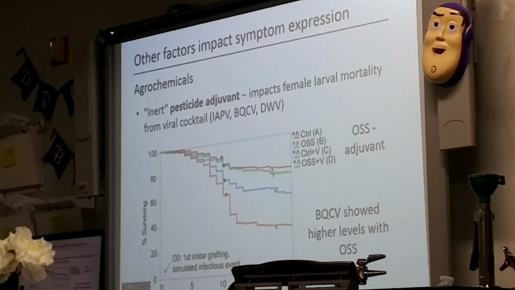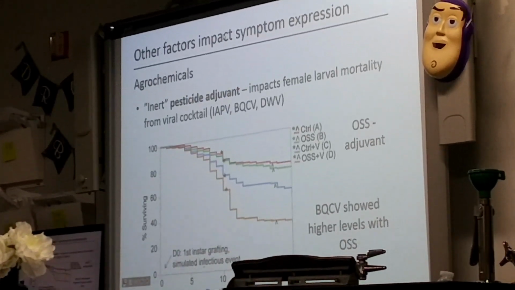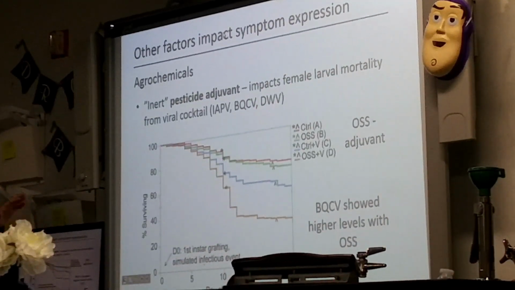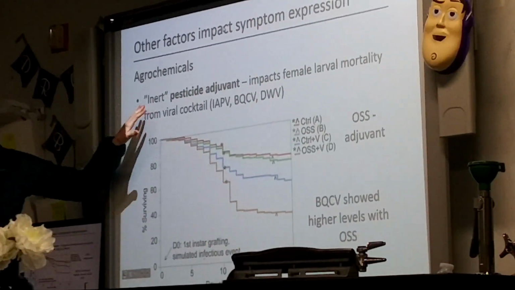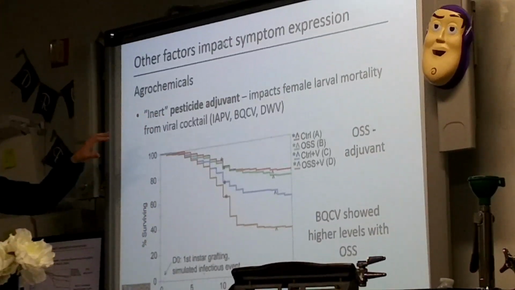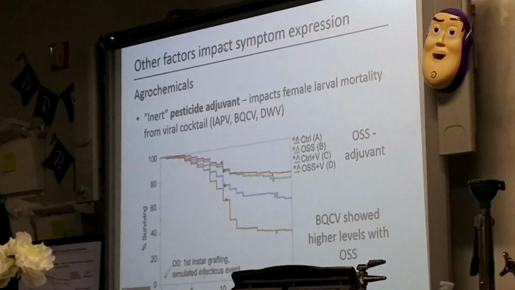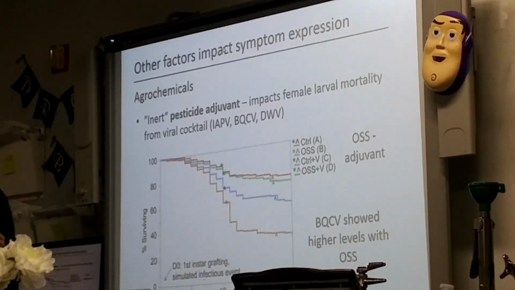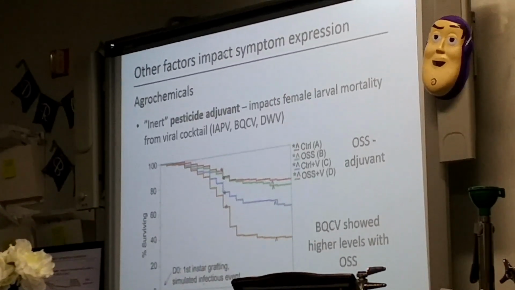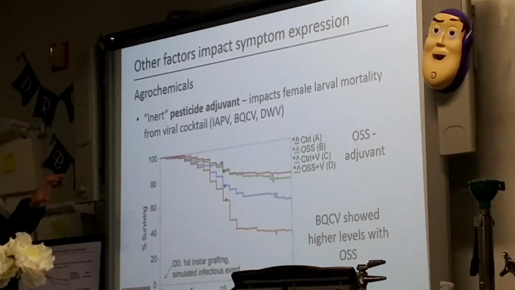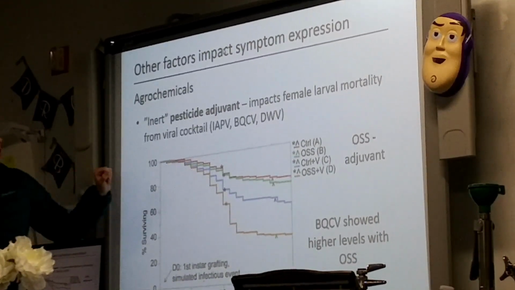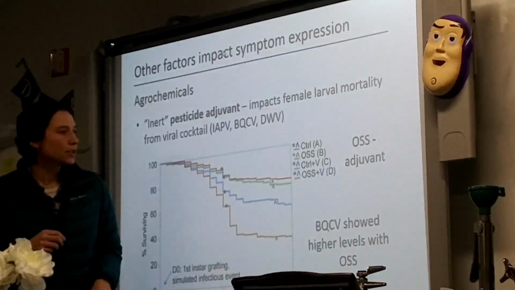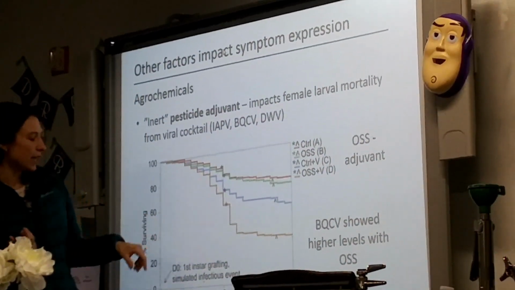There are other factors that impact symptom expression of a virus. So this was an interesting study because they were actually looking at what is considered to be an inert part of a pesticide, the adjuvant. This is the kind of vehicle that they use to put the active ingredient of a pesticide before they spray it. And what this study showed is that if you experience this adjuvant alone, which was called OSS, it doesn't impact your mortality much.